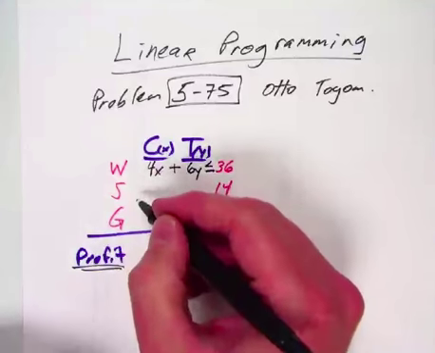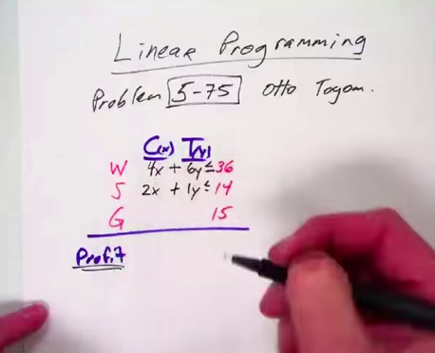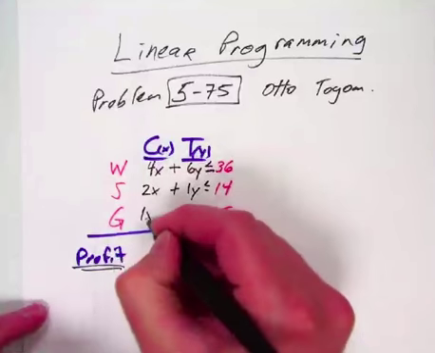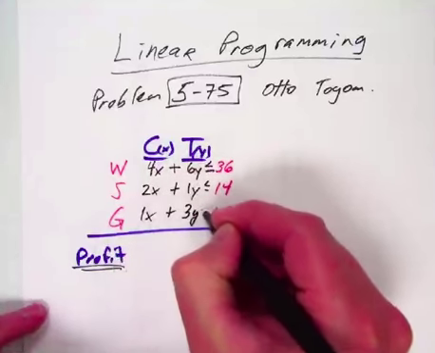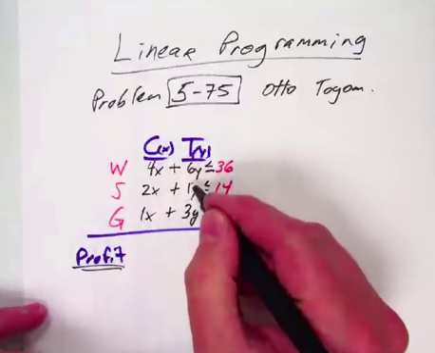Okay, then the number of seats he's got is 2 per car and 1 per truck. That has to be less than or equal to 14, and 1 gas tank and 3 gas tanks have to be less than or equal to 15. Then what you need to be able to do is know how to graph that.